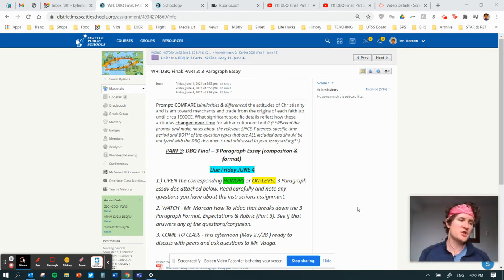So this is the 3-paragraph essay. All students on level and honors are required to compose a complete 3-paragraph essay. Yes, this is the final summative writing assessment that you will do for me as ninth graders. Congratulations, you have made it.